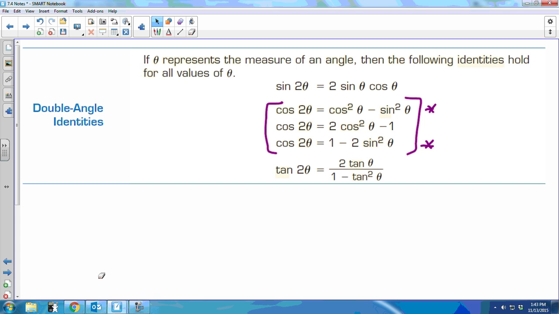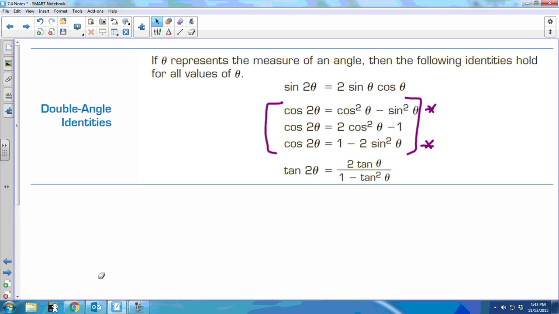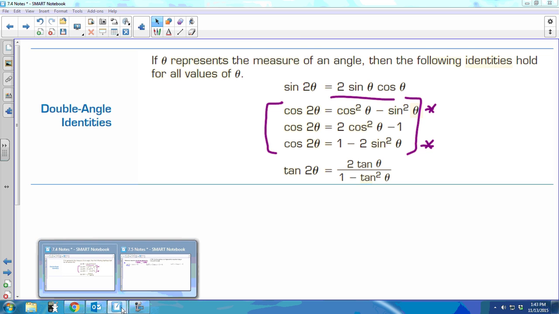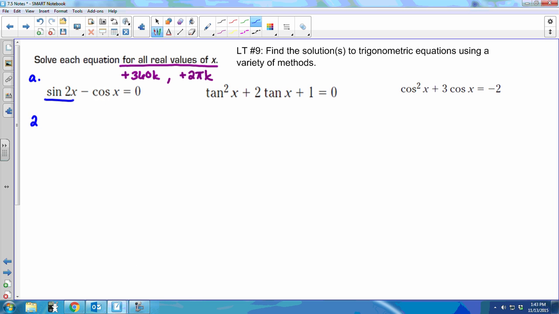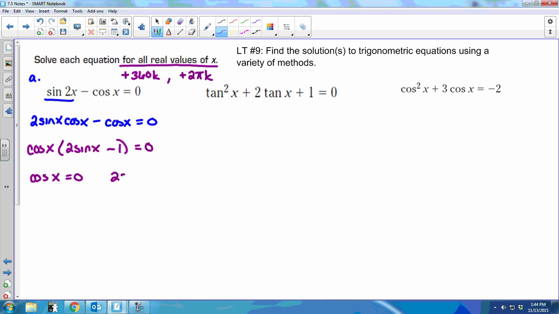So the first example, I see a sine 2x. So you use your identity. Sine 2x is 2 sine theta cosine theta. So 2 sine x cosine x minus cosine x equals 0. Again, just like most of the other questions we've done, we have to factor out a cosine. So cosine x times 2 sine x minus 1. So cosine x equals 0. 2 sine x minus 1 equals 0. So sine x equals 1/2.